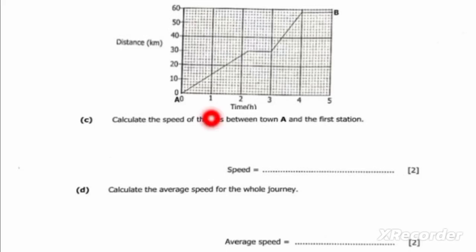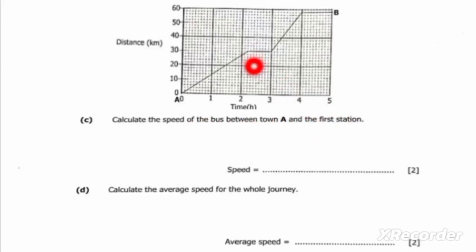So where can we find the first station? The first station is found here. So this is our first station, and we are told to find the speed of the bus between town A and the first station.